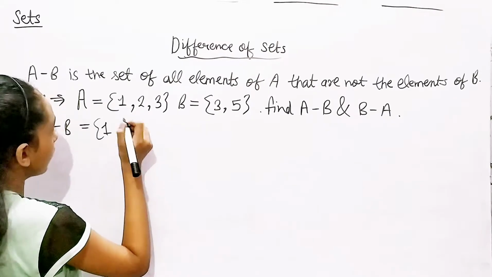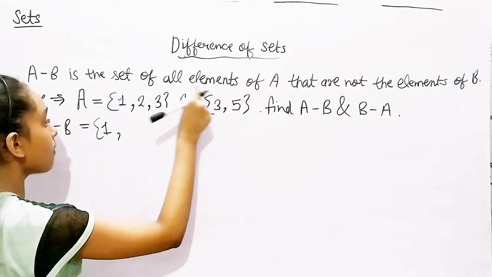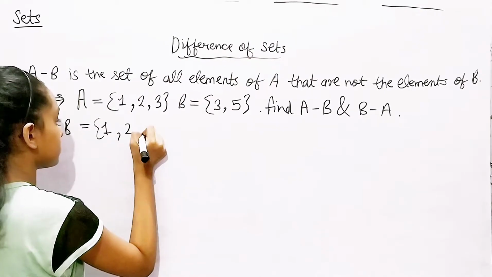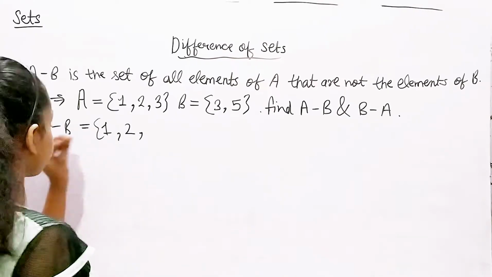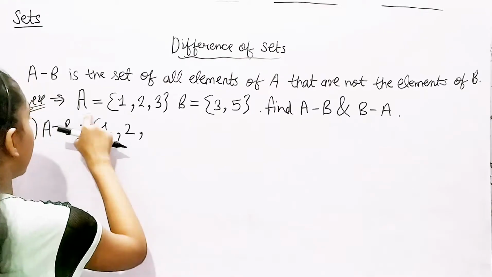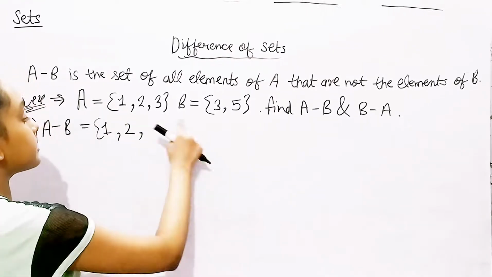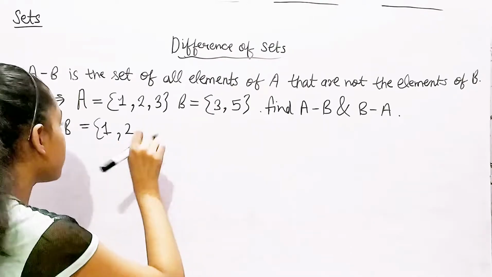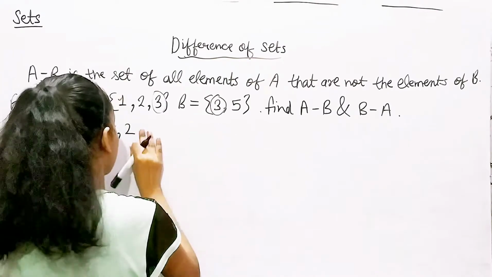And then next, what I'm going to write is going to be 2, because 2 is an element of set A, but not an element of set B. Okay, now the third one. I think there isn't going to be a third one, because in set A we have only 3 elements, but in set B we have one common element, and that is 3, and so that's it.